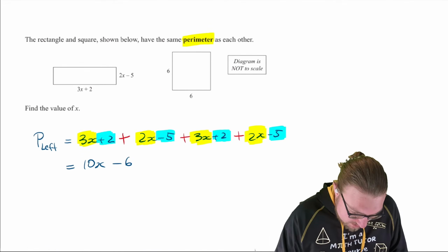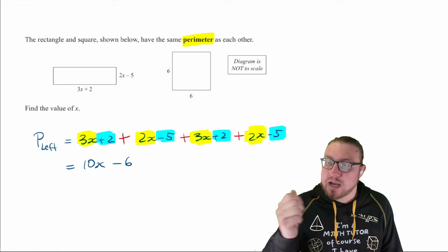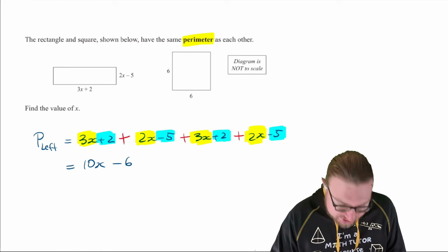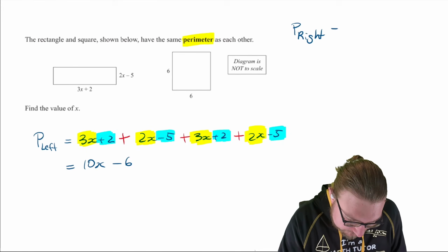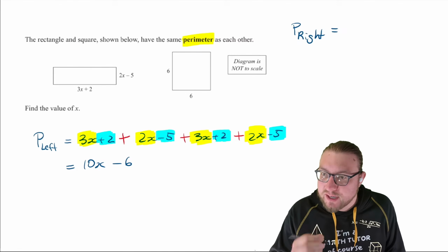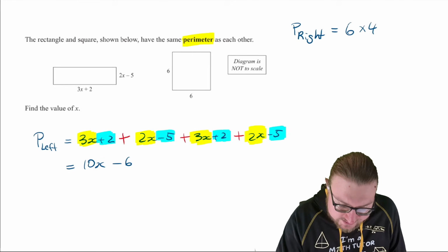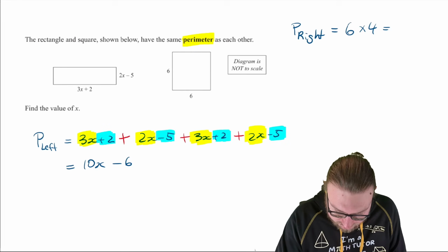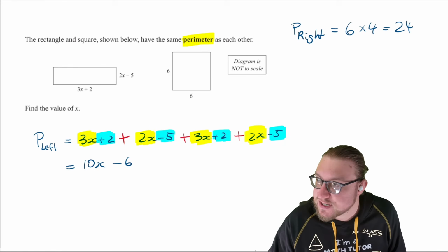Okay. Now we have the perimeter of the left shape. Now we're going to do the perimeter of the right shape. So let's have a look. How do we do that? Well, we add all of the sides together, and we have a square here. So we're going to get 6, and we have 4 sides. So 6 times 4 is 24 centimeters. Oh, it doesn't really have units. So let's just say 24.